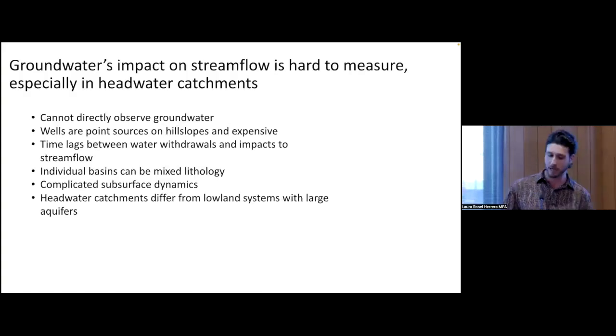So groundwater's impacts are pretty hard to measure for a number of reasons. The first is that you can't really directly measure groundwater, right? It's under the subsurface. There's no way to easily access it. Wells are point sources on a landscape, and they're really expensive to drill. There are time lags between water withdrawals and potential impacts to streamflow. Individual basins can have mixed lithologies, and that complicates the subsurface dynamics within those basins. And headwater catchments are pretty different from lowland systems where a lot of hydraulic models were developed. And those models are now being applied in headwaters where they might not be as relevant.